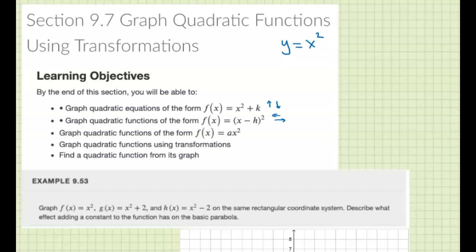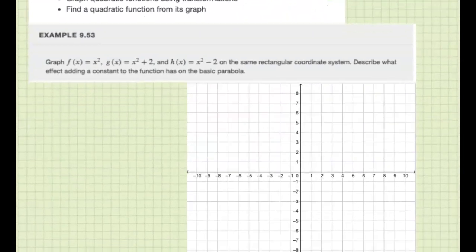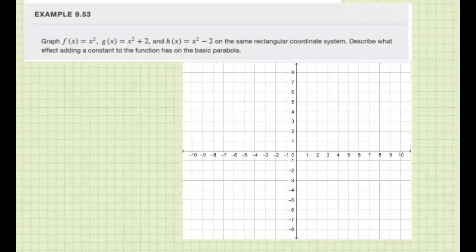What happens when you multiply by a constant? So this is going to stretch it or compress it or flip it if a is negative. And we're also going to look at combinations of things, okay? So we're going to start by looking at the effect of adding a constant at the end.